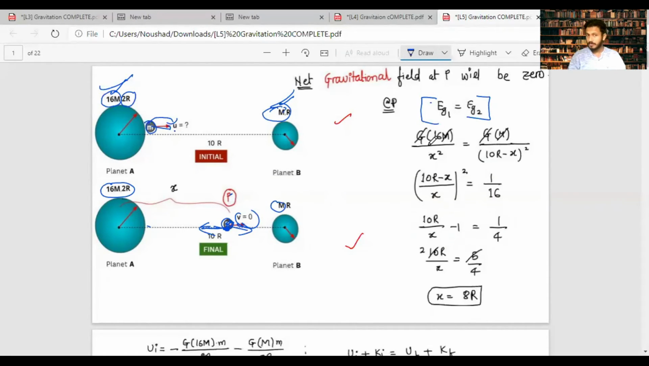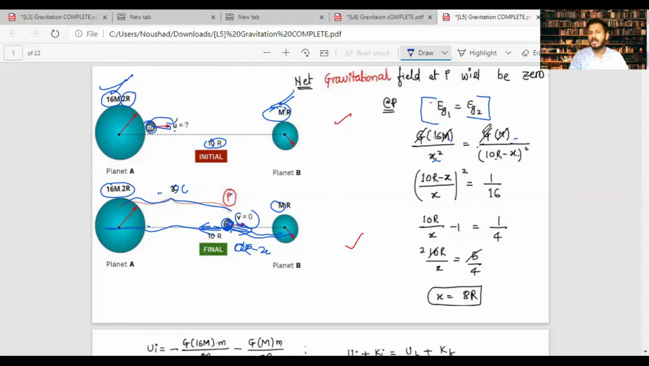So consider this distance as x. Total is 10r, then this is 10r minus x. So this is x, and this is 10r minus x, the remaining part. Consider g equal to: here the mass is 16m, by x square; here Gm by 10r minus x, the whole square.